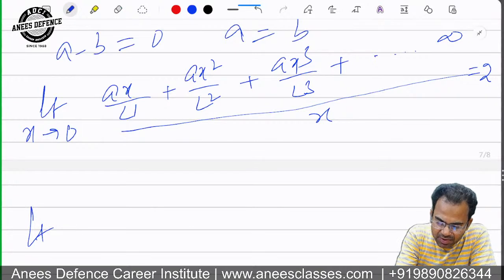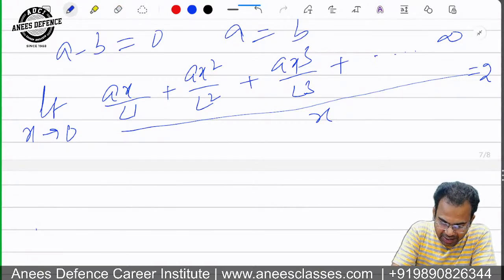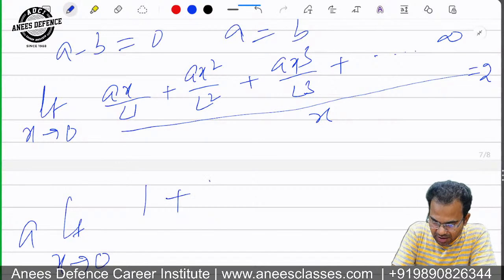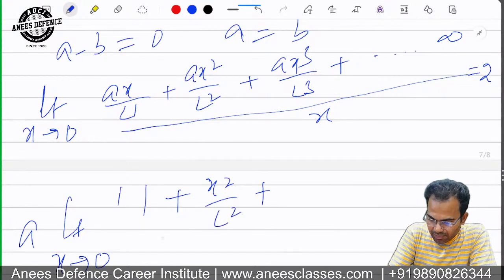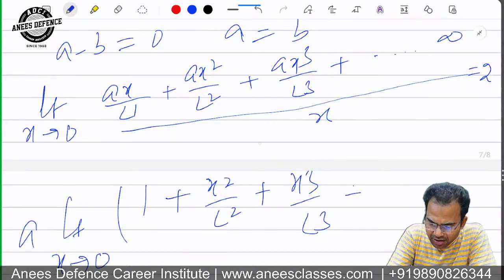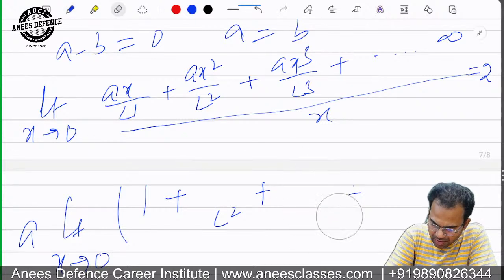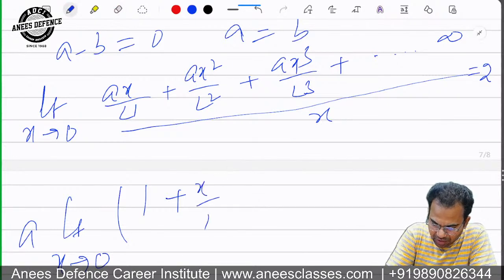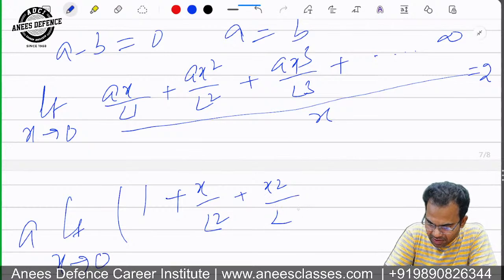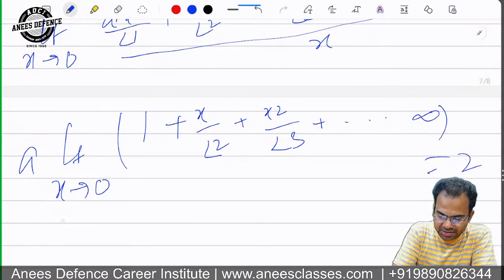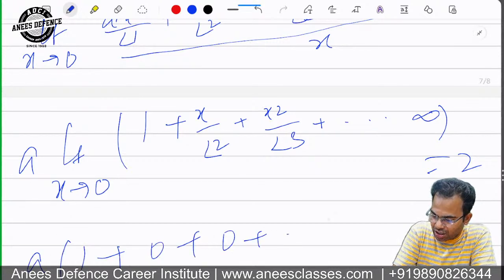You will be left with, I can take a outside from the limit because a is a constant. So it will be 1 plus x upon factorial 2 plus x square upon factorial 3 plus dot up to infinity, equal to 2. Now I will put limit x tends to 0, that is, I will put 0. So it will be 1 plus 0 plus 0 plus 0 dot, equal to 2. So you will get 2.